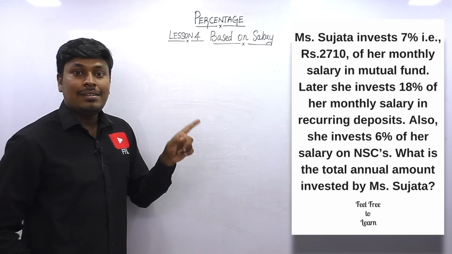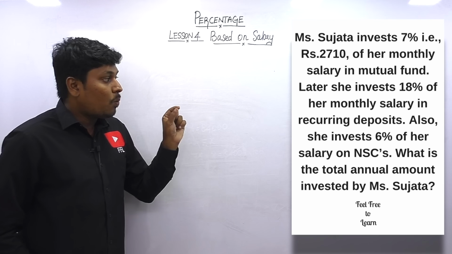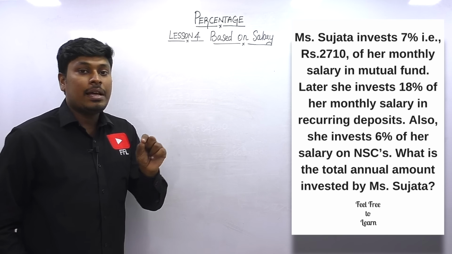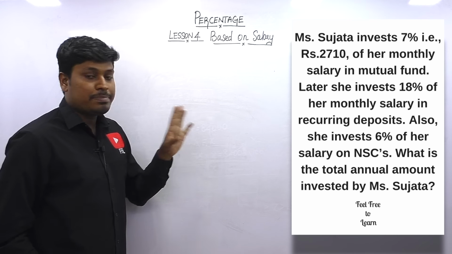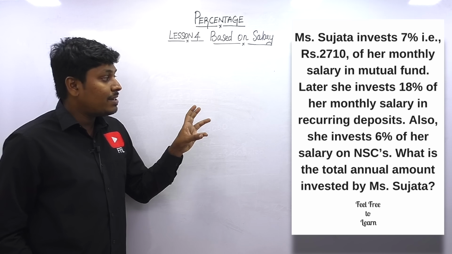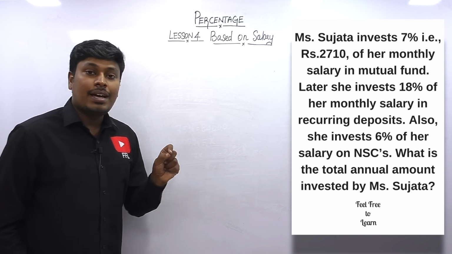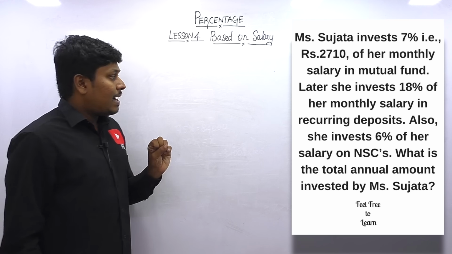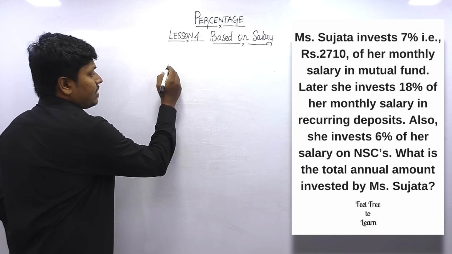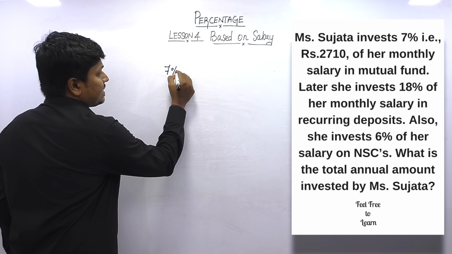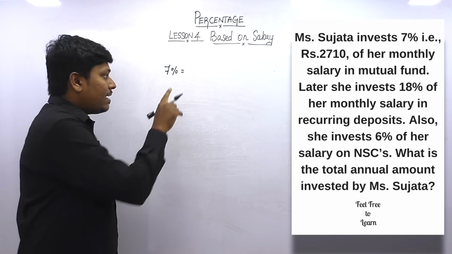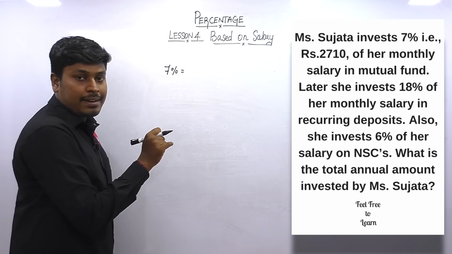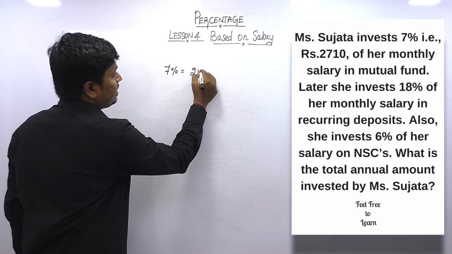In all the previous questions, our target was to find the monthly salary or the total amount. But in this question, our target is to find the total annual amount, which is the one-year amount that she invests. Interesting. Our target is not to calculate the salary. Our target is to find the annual amount that Ms. Sujata invests. And listen carefully, they have given initially Sujata investing 7% in mutual fund, and this 7% value is directly given, which is 2,170.